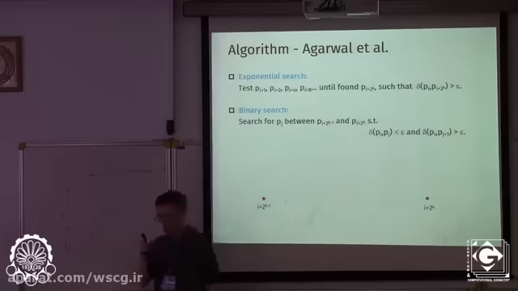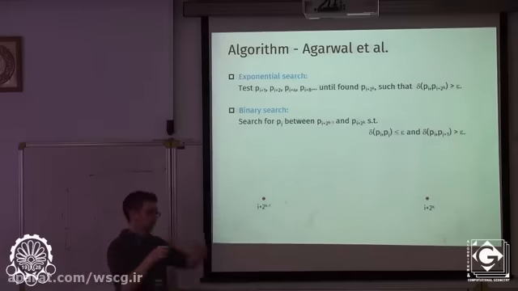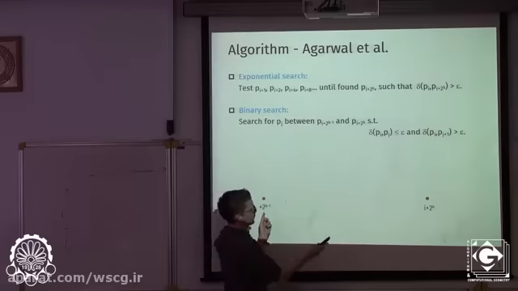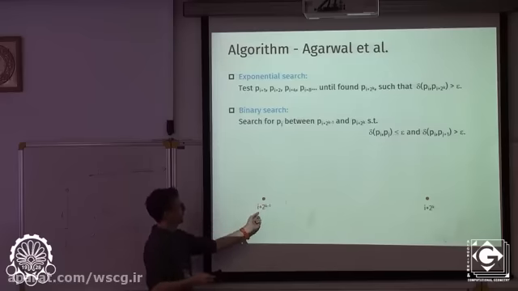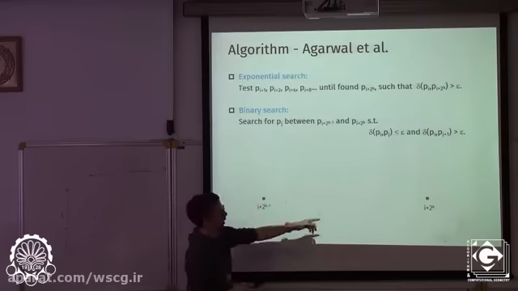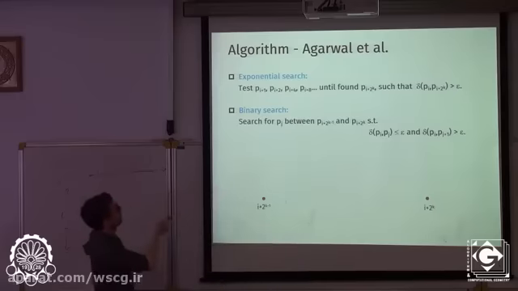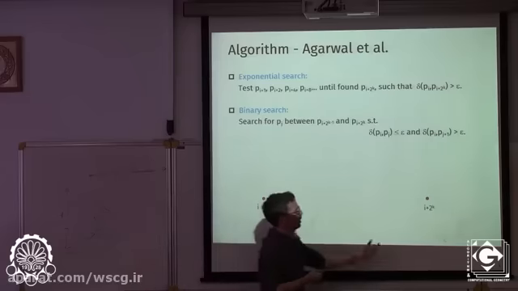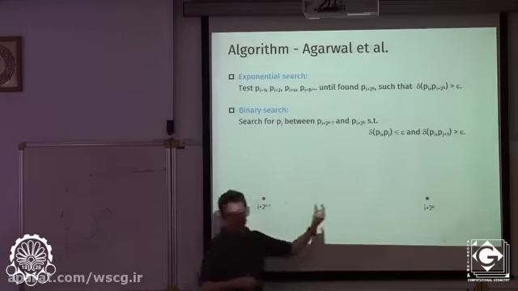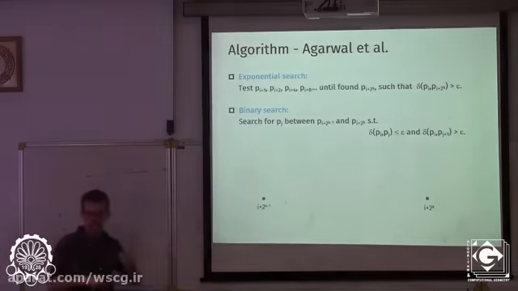After performing these tests, what we have is an interval, and depending on how often I did this test, it will be between i plus 2 to the k minus 1 and i plus 2 to the k. Since I always tested whether the distance is larger than epsilon and stopped as soon as it was, I know that at this point the distance is smaller or equal to epsilon, and here there is a point where the distance is larger than epsilon.